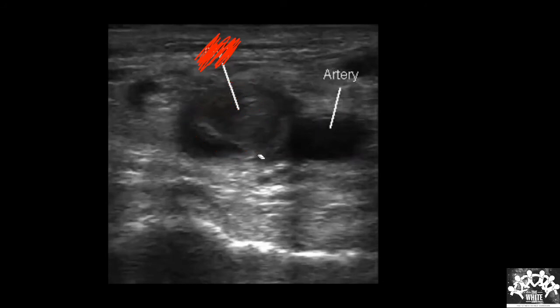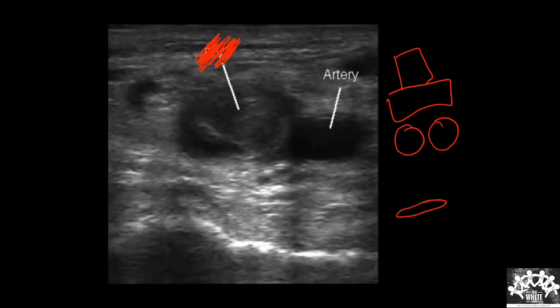One more thing: whenever you look for deep venous thrombosis, you do one thing. There is the artery, there is the vein. I keep the probe here and compress it. When I compress it, the vein will collapse and the artery will remain. This is called the winking sign.